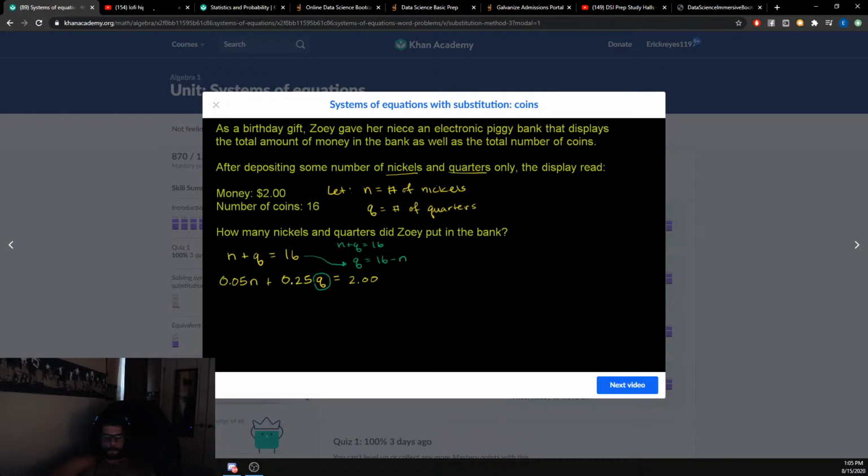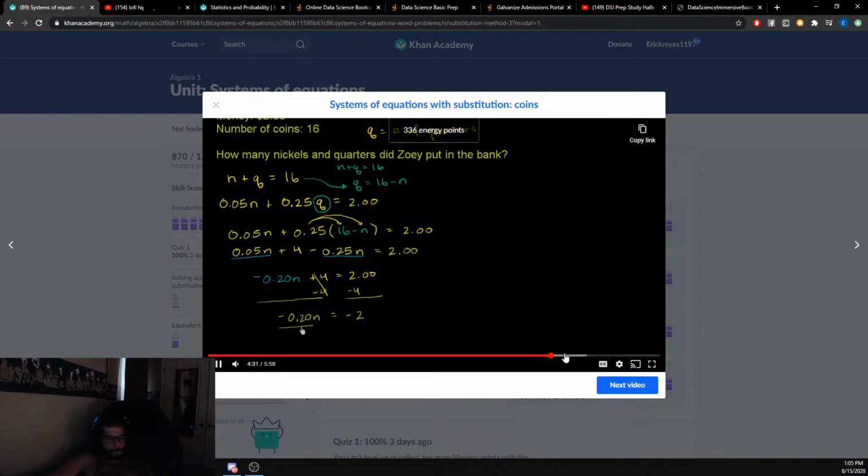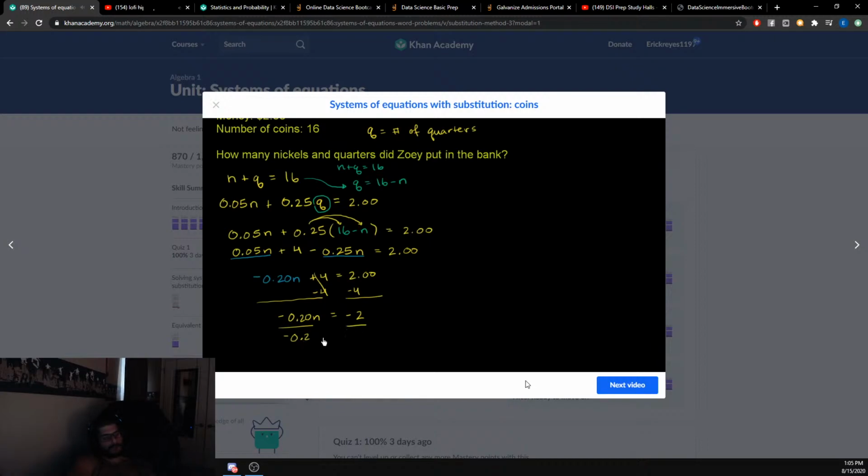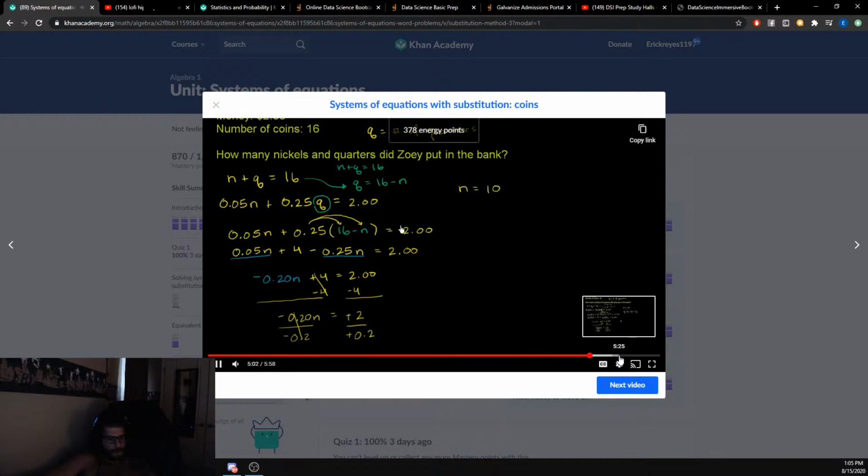So let's do that. The second constraint, when we make the substitution, becomes, and then 0.25 times negative n is minus 0.25n, and that is going to be equal to $2. Divide both sides by negative 0.20. We're not going to go too deep into the significant digits. It's going to be 10. n is equal to 10. And then we know that q is equal to 16 minus n from the first constraint. q is equal to 16 minus 10, which is going to be 6. So Zoe put 10 nickels and 6 quarters.